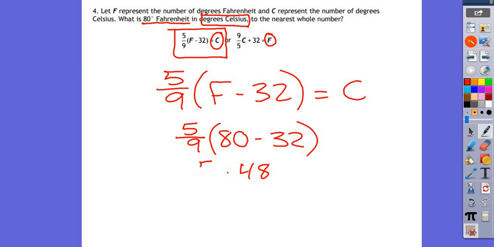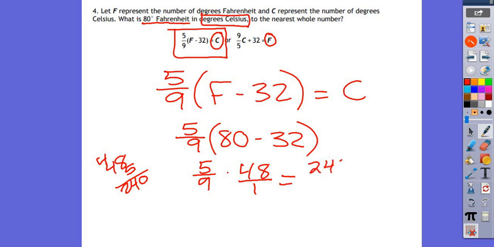48 times 5/9. Where did I get that times from? Because there's nothing right there, it's in the middle. It's sitting next to a parenthesis, which means multiplication. So I have a fraction times a whole number. How do I multiply that? Put the 48 over 1, and I multiply straight across. So I do 5 times 48. I'm going to come over here. 5 times 8 is 40. 5 times 4 is 20.